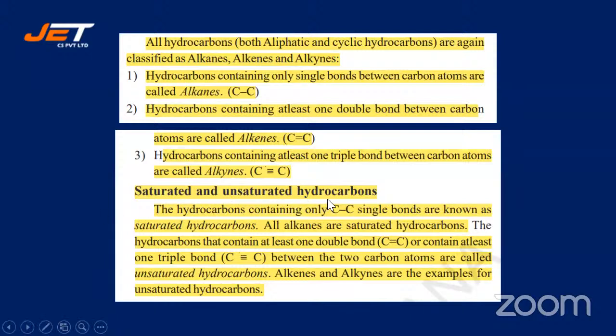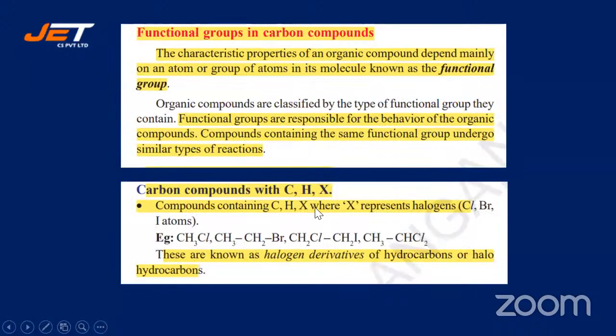Next, saturated and unsaturated hydrocarbons. The hydrocarbons containing only single bonds are known as saturated hydrocarbons. All alkanes are saturated hydrocarbons. Hydrocarbons that contain at least one double bond or at least one triple bond between two carbon atoms are called unsaturated hydrocarbons. So alkenes and alkynes are the examples of unsaturated hydrocarbons.